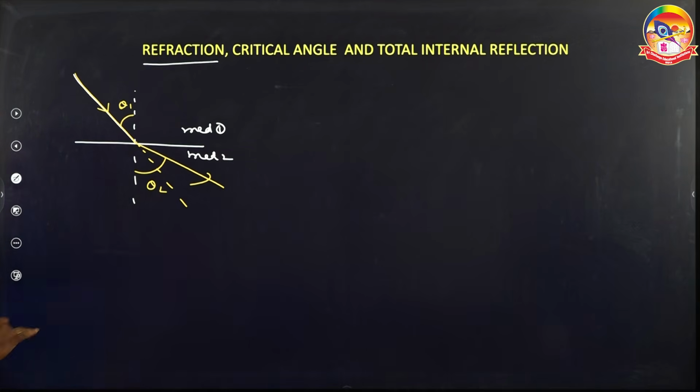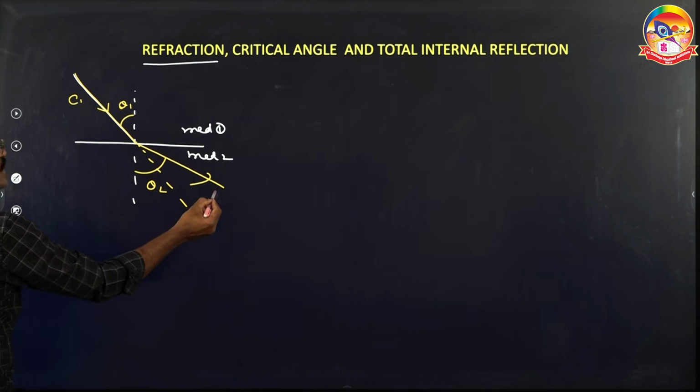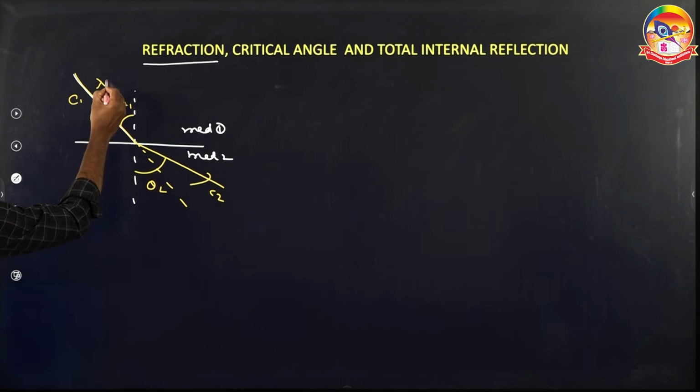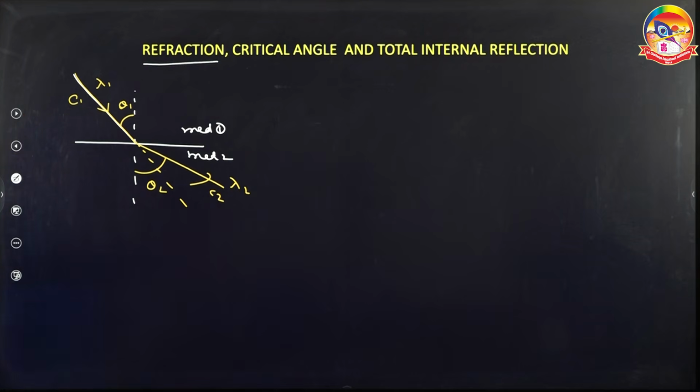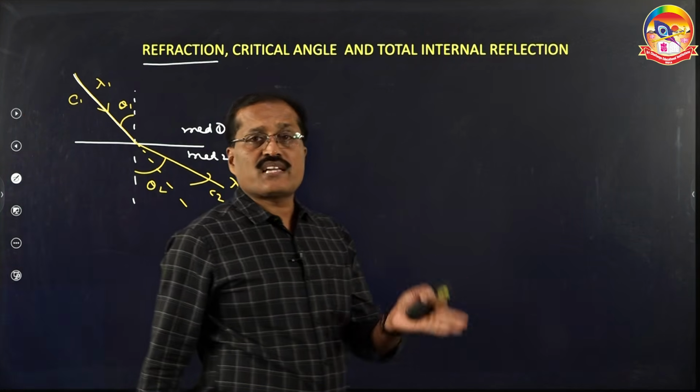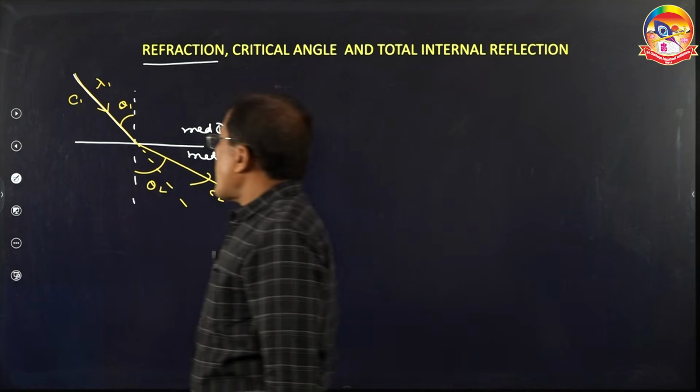In the first medium theta 1, second medium theta 2. Normally we take the angle of incidence as I and the angle of refraction as R, but I am not using that. Here the speed of light is C1 and C2, and the wavelength of light in the first medium is lambda 1 and in the second medium lambda 2. So, these are the three physical quantities which are affected by the refraction. Now, how much is it affected?